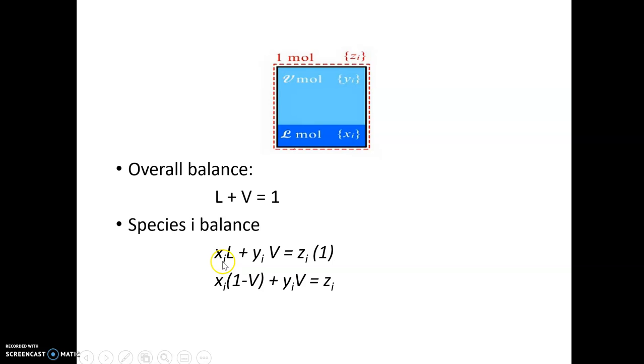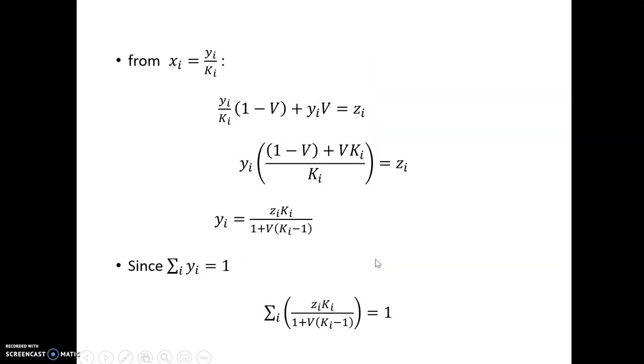So kita gunakan, in this case, we try to replace the L with 1 minus V, ataupun volume untuk vapor. Okay, kita ada satu lagi iaitu Z, mole. So from this, by using the K value tadi, we know that X is equal to Y over K. Okay, kita play around dengan this equation. So put that in this equation.